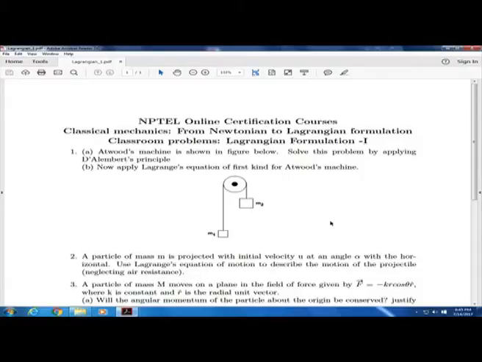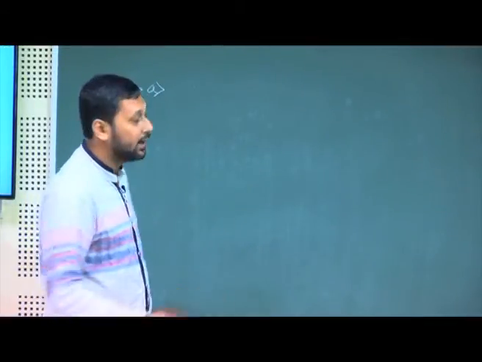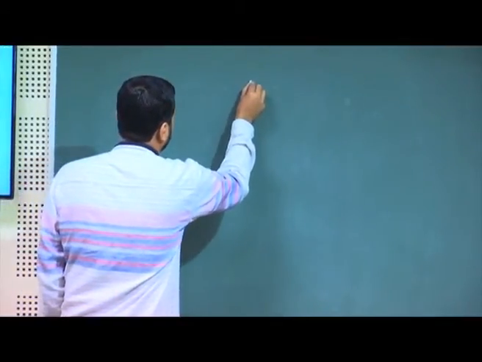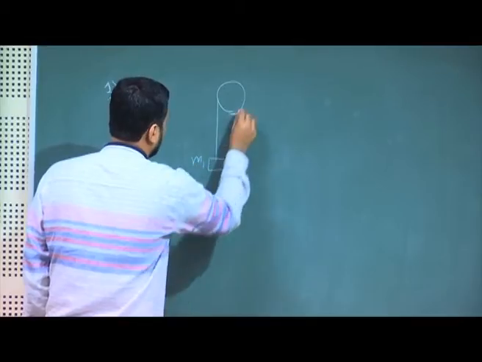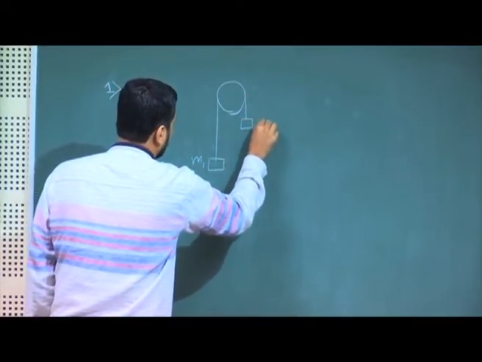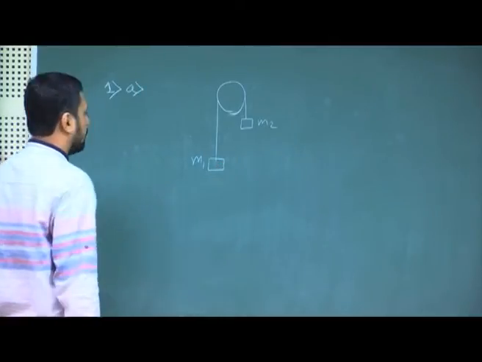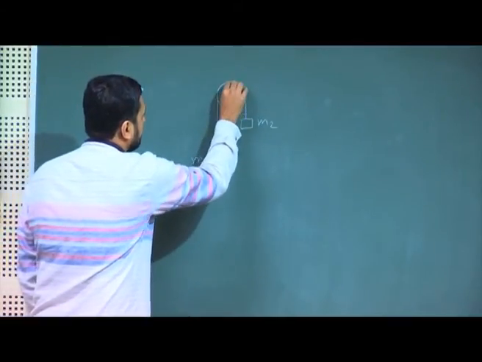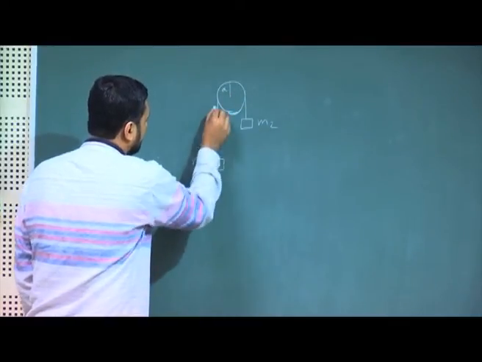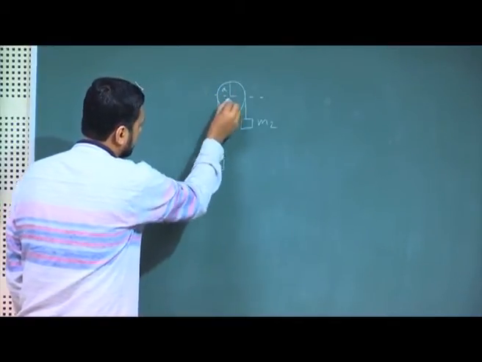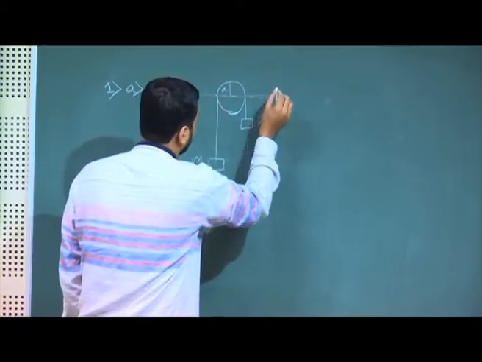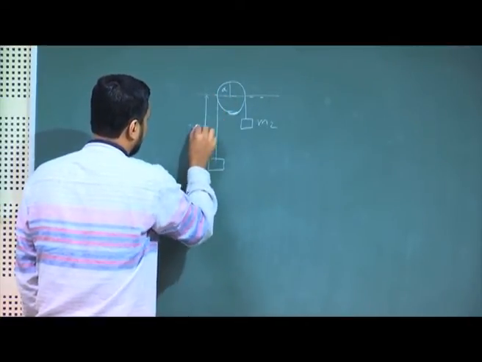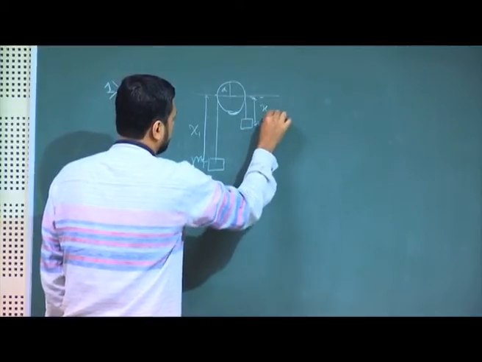Okay. So, the first problem: we have the Atwood's machine, which has one mass m1 and the other mass m2. First, we can assume some radius a for this pulley. We can take the center. There is a reference line at the center from where we measure all the heights. This is the reference line. So, this is the displacement of the first mass, and the displacement of the second mass.